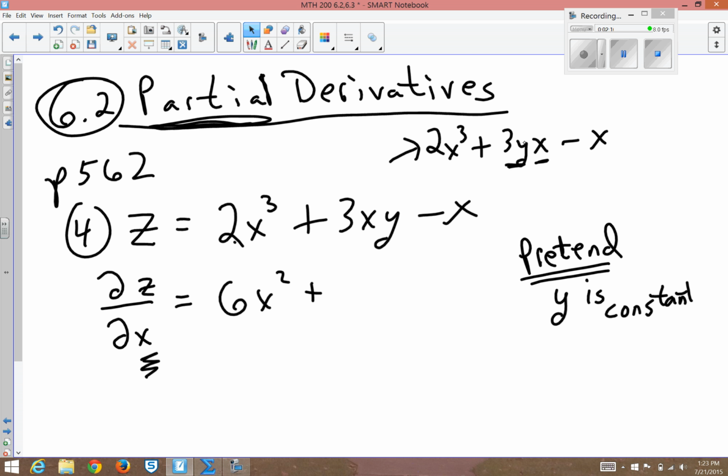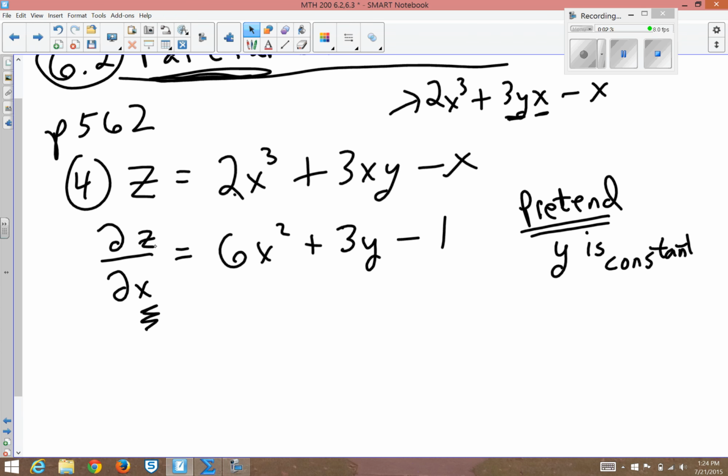3y is a constant for this moment. The derivative of a constant times x is the constant. Just like the derivative of 7x is 7. And this last term, the derivative of negative 1x is negative 1. That's it. That's called the partial derivative of z with respect to x. And the partial derivative of z with respect to y means pretend that x is a constant.